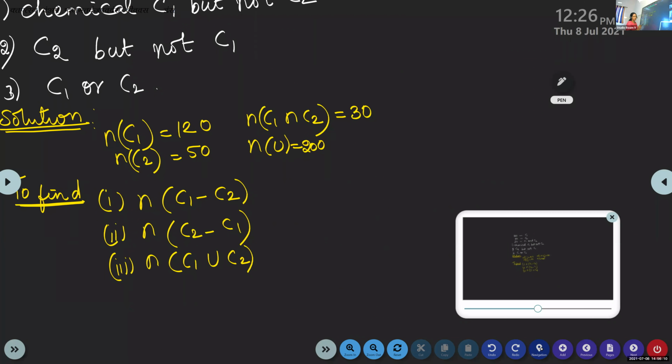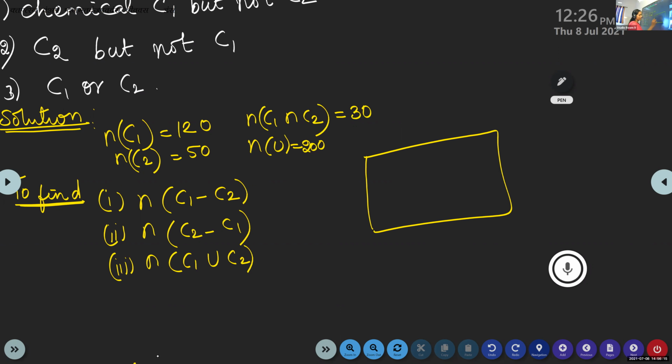What is N of C1 minus C2? In set Venn diagrams, while representing the sets, we have learned this: A minus B. How will you represent A minus B? Suppose this is A and this is B. What is A minus B?